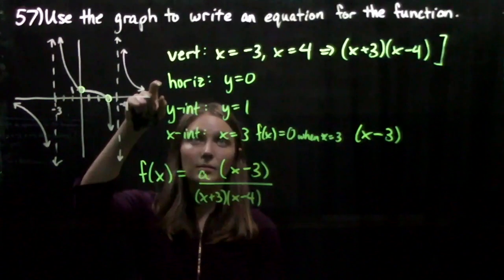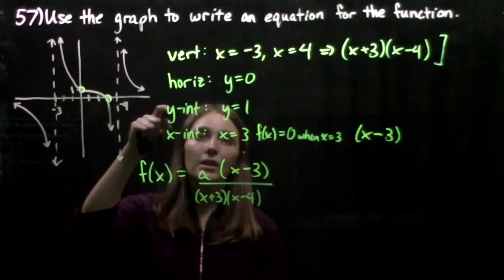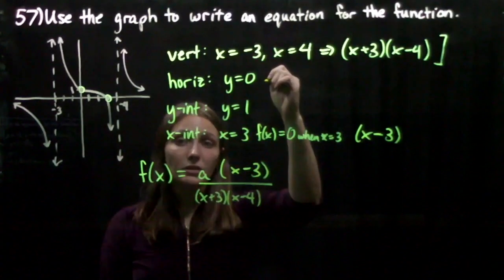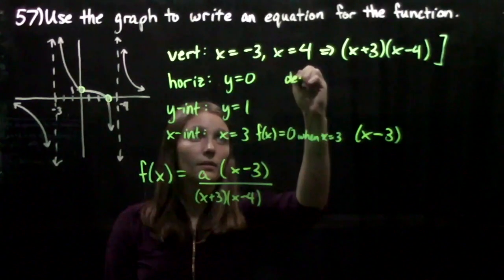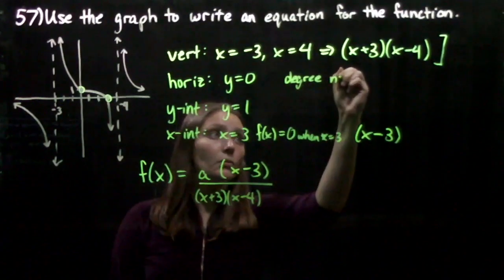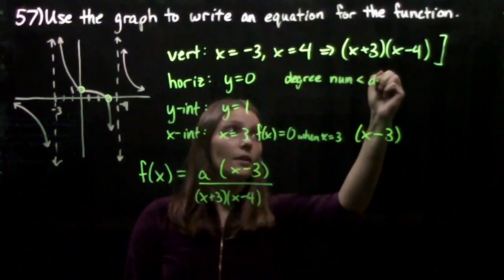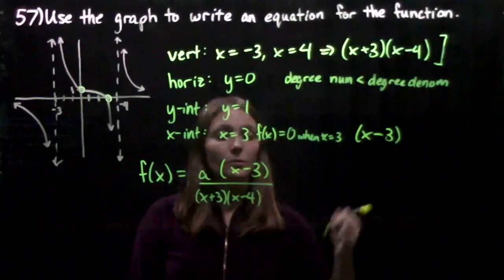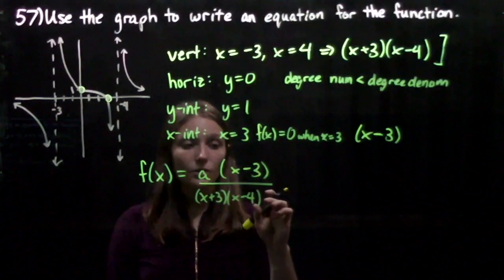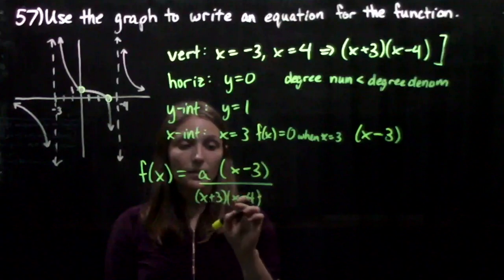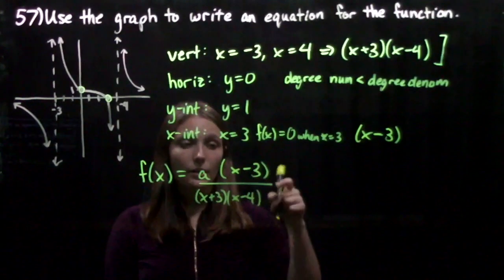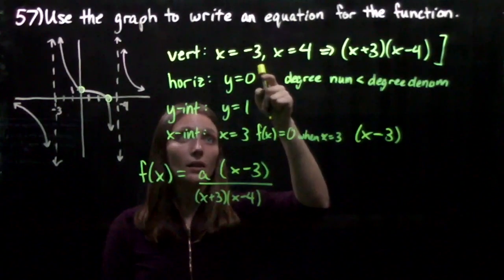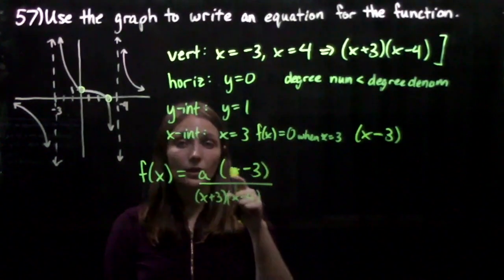We've got our horizontal asymptote at y equals 0 and our y-intercept at y equals 1. Now our horizontal asymptote being at y equals 0 tells us that the degree of our numerator is going to be less than the degree of our denominator. And we notice that that's already the case. Our degree in our denominator is x times x, so x squared, so it's 2. And in our numerator, we just have 1x to the first power. So this is satisfied, and that's verifying it. So now what we need to do is figure out what a is.